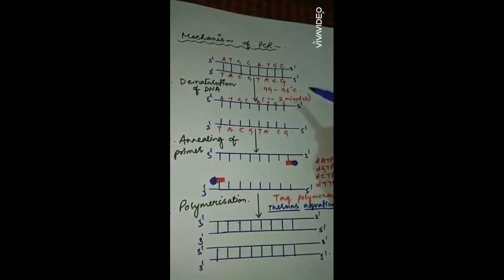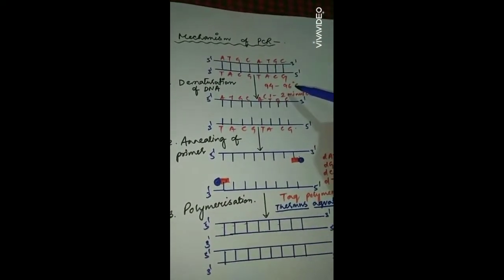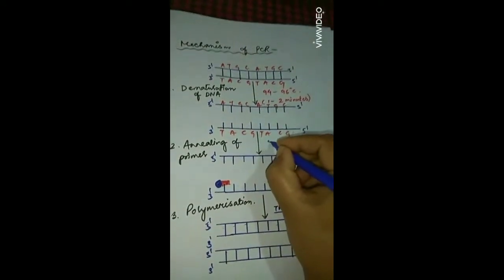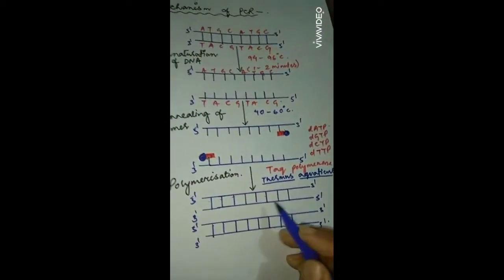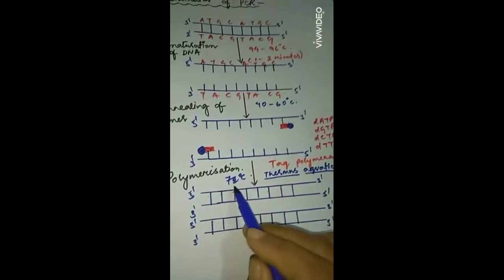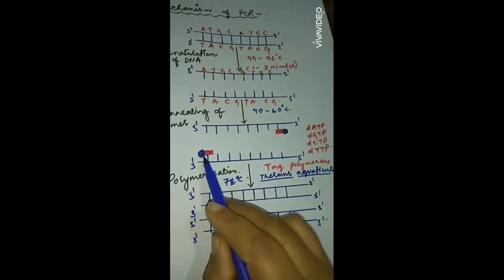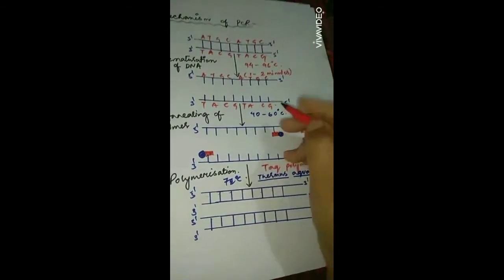So in this technique, at first the temperature is raised to 94 to 96 degrees centigrade. During annealing, the temperature is kept between 40 to 60 degrees centigrade. And now again during polymerization, the temperature will be raised to 72 degrees centigrade. And as it is raised to 72 degrees centigrade, this polymerase enzyme, which is known as Taq polymerase in the case of this PCR technique, will start polymerizing the DNA strand.